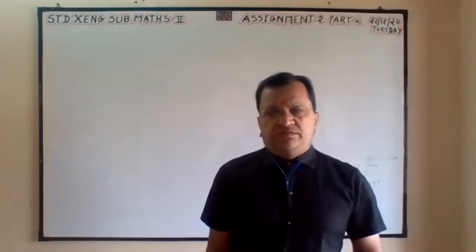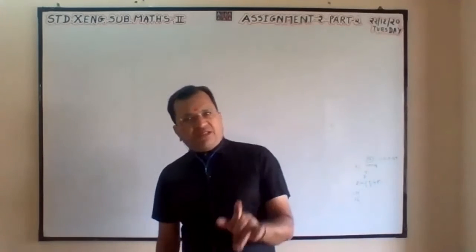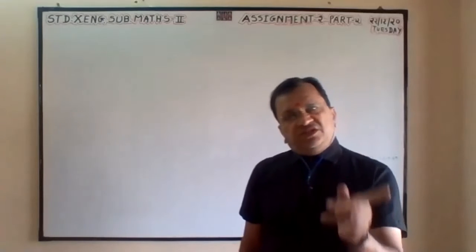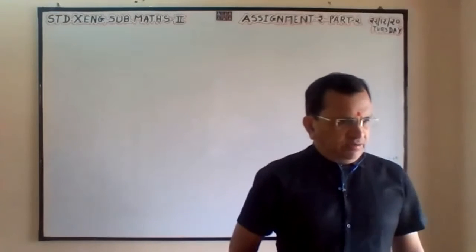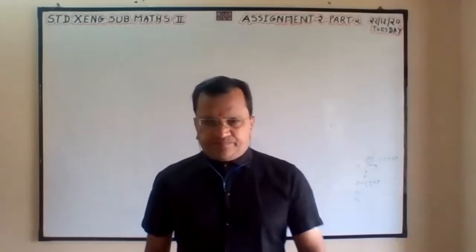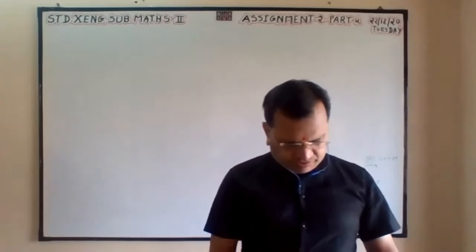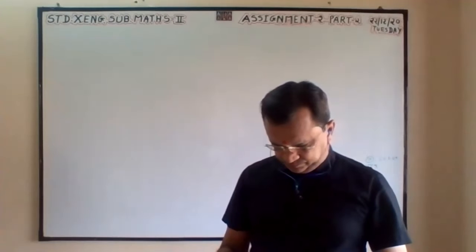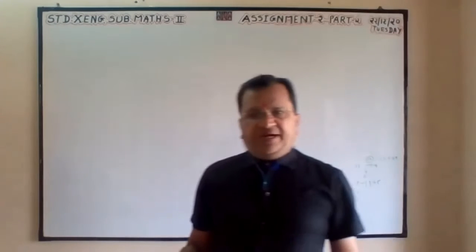Assignment number 2, Maths Part 2, Pythagoras, second part, including problem set. First, we will start with MCQ. Which is Pythagorean triplet? It is given.